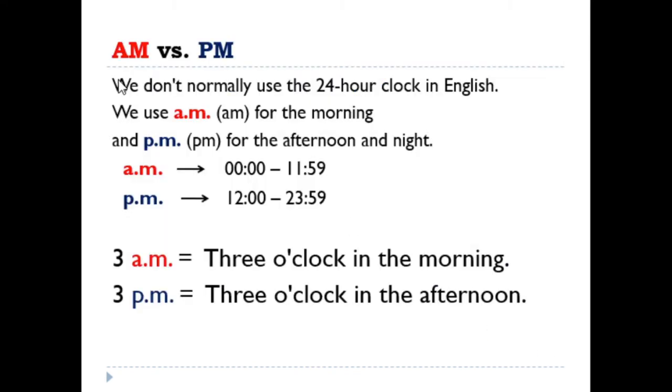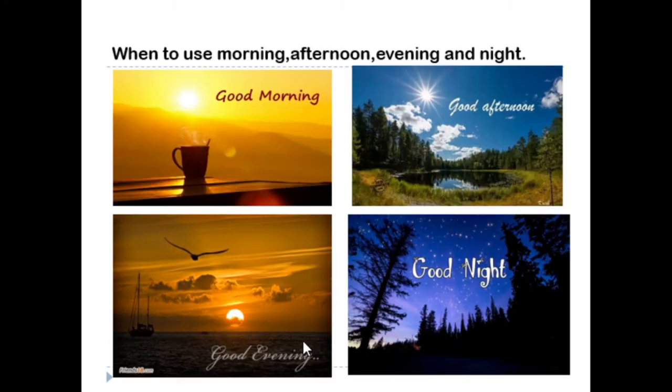In telling time, it's also important to know how to use AM and PM. AM, we use it for morning, and PM, we use it for the afternoon and night. Example, 3 o'clock in the morning, we can write it as 3 a.m. Or, if it's 3 o'clock in the afternoon, we can write it as 3 p.m. When it's morning, you say good morning. When it's afternoon, you say good afternoon. When it's evening, you say good evening. And when it's time to go to bed and it's time to sleep, you say good night.